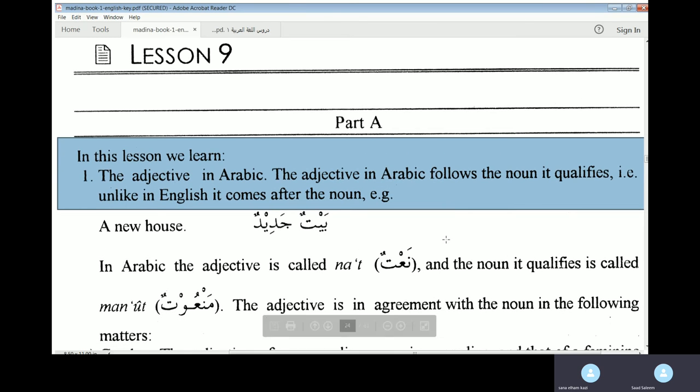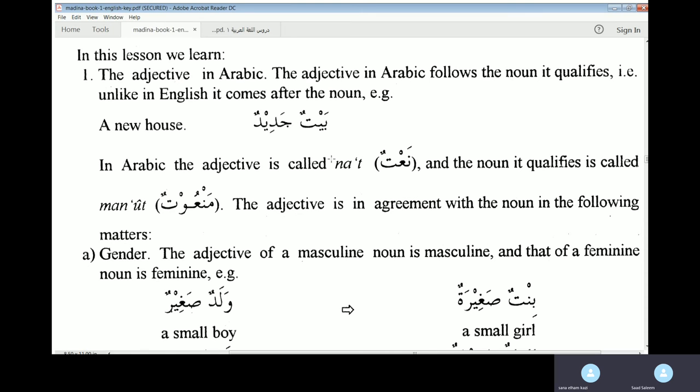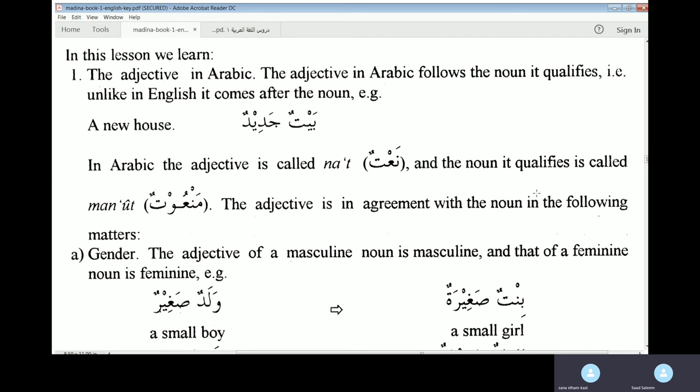In this lesson, we learn the adjective in Arabic. The adjective in Arabic follows the noun it qualifies, unlike in English, where it comes before the noun. Example, new house, baytun jadidun. In Arabic, the adjective is called naat, and the noun it qualifies is called manut. The adjective is in agreement with the noun in the following matters.